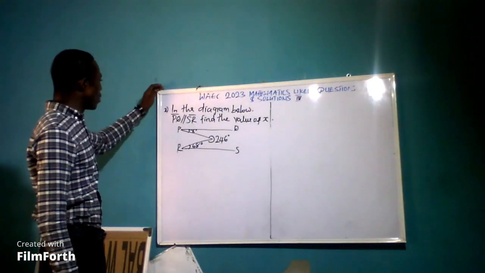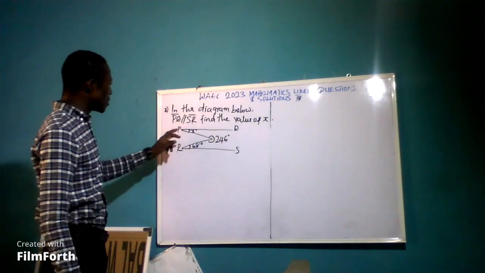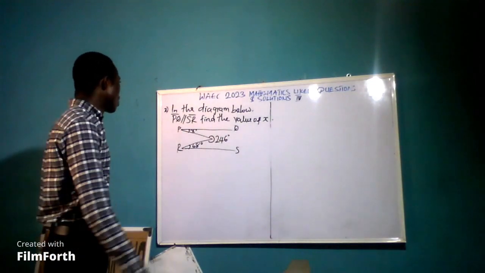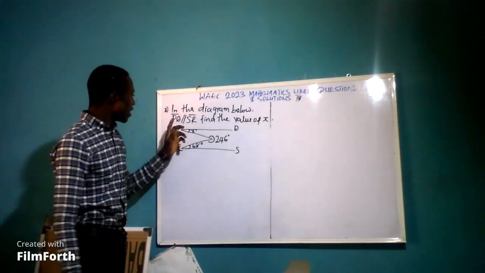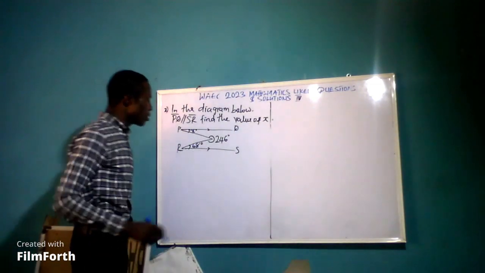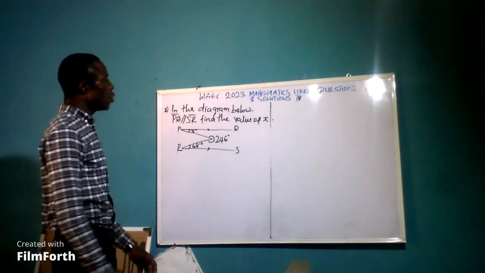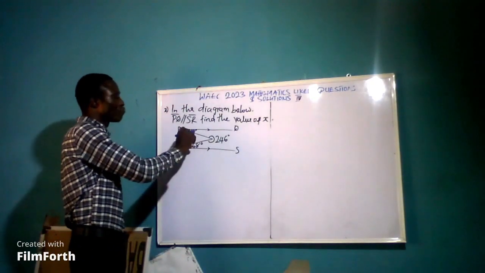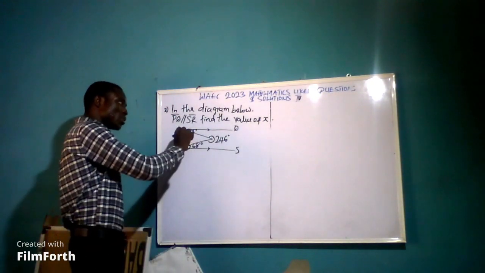In the diagram below, line PQ, that is this line PQ, is parallel to line SR. In other words, this is parallel to this. And we are asked to find the value of x. We have to find this angle.